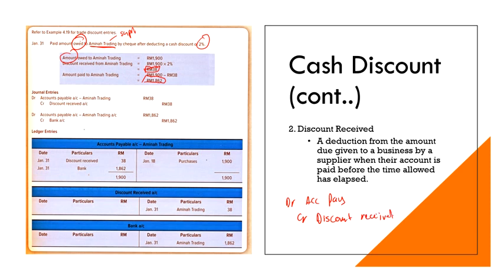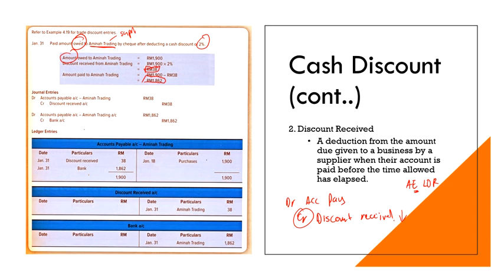Okay. Bila discount receive, maksudnya dapat discount, so expenses you berkurang. When your expenses decrease, you need to credit. That's why kita credit discount receive.